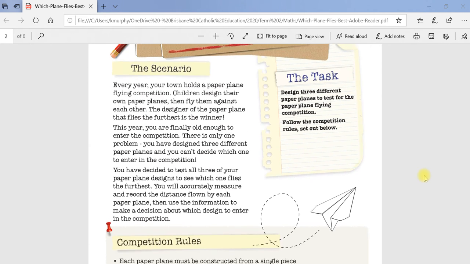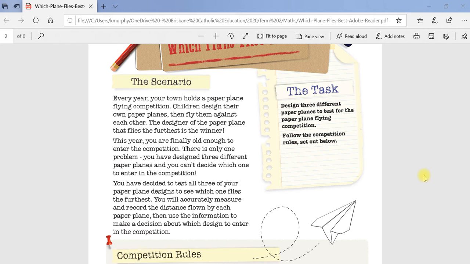So the scenario is that every year your town holds a paper plane flying competition. Children design their own paper planes, then fly them against each other. The designer of the paper plane that flies the furthest is the winner. This year, you are finally old enough to enter the competition.